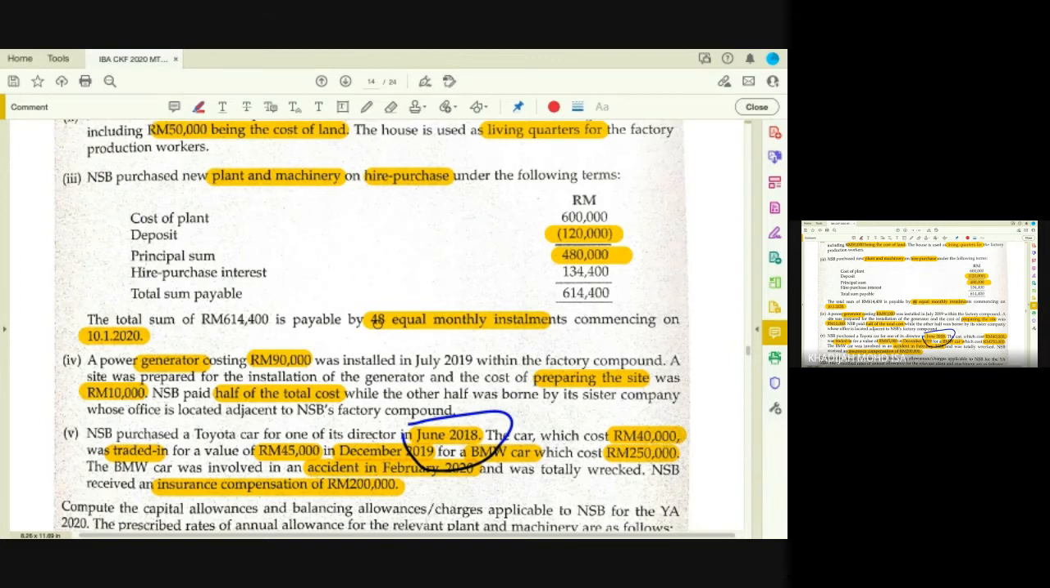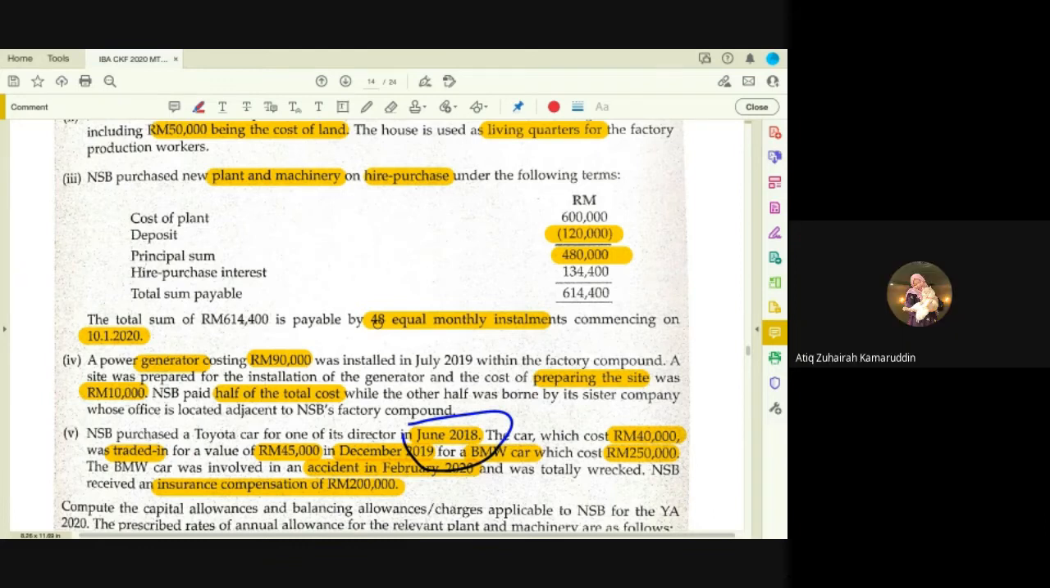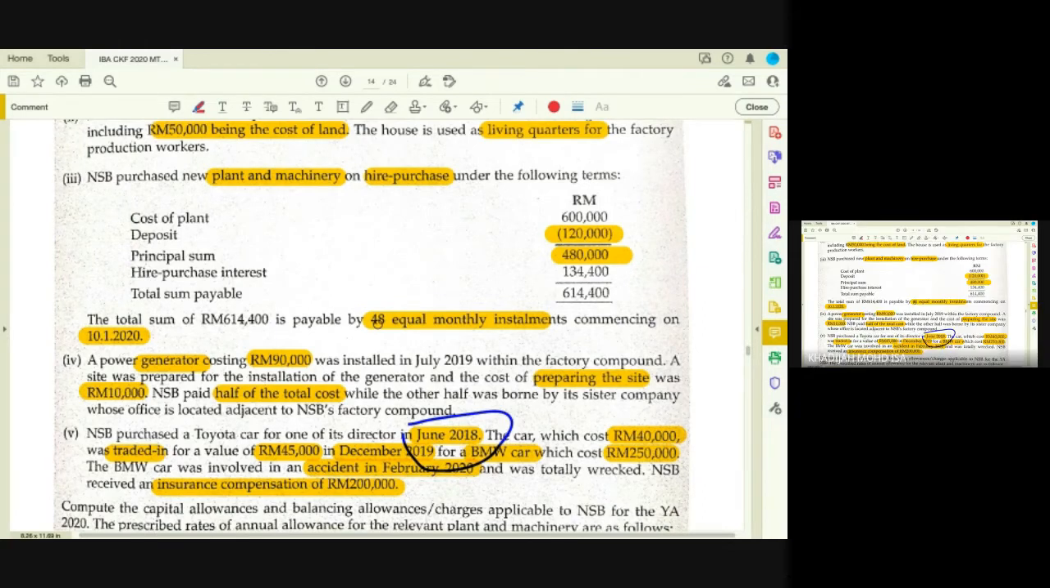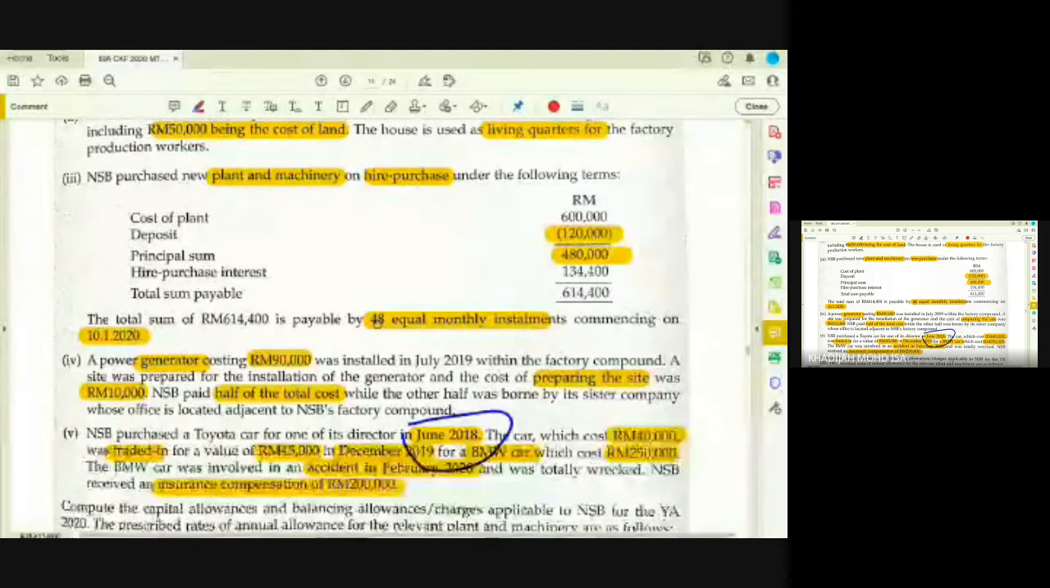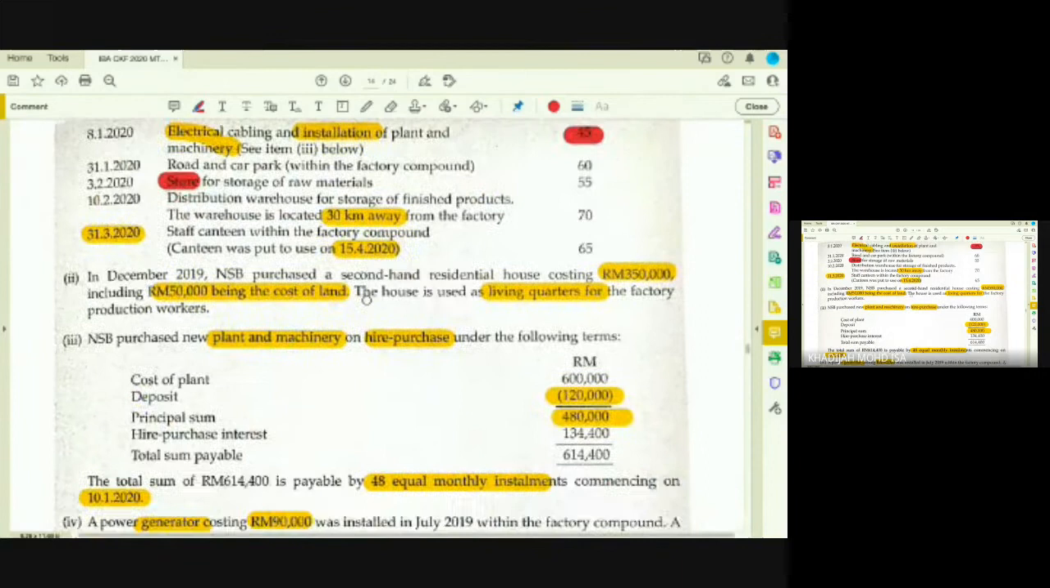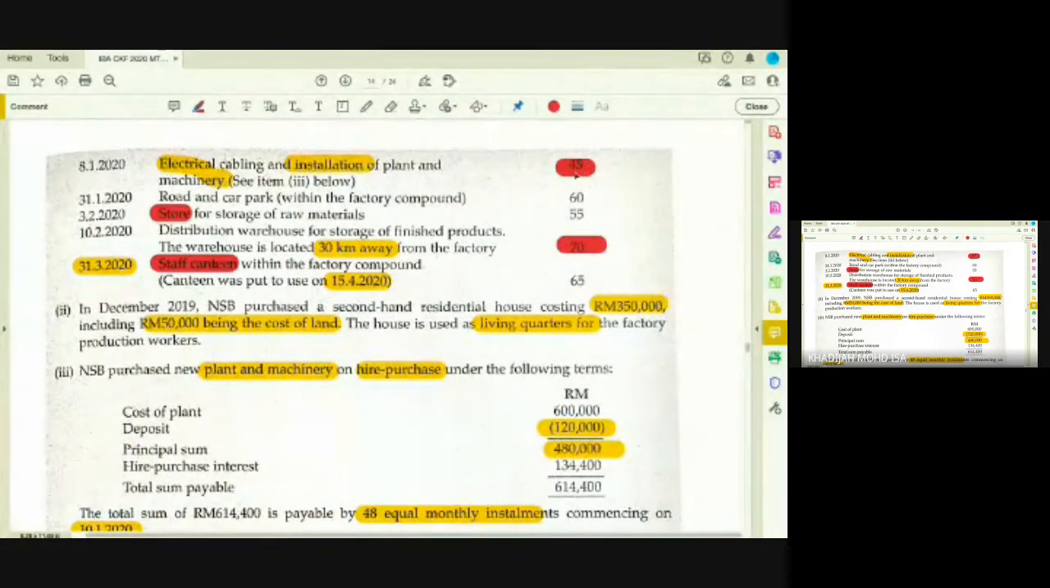So how many months did you pay in YA 2020? 3. How many months? 3. You start on 10 of January, 10 of February, 10 of March. Year end is 31st March. So you only paid 3 months installment for YA 2020, plus your deposit of 120,000. So that would be your qualifying expenditure for plant and machinery. Plus you have that 45,000. Don't forget your 45,000 here.